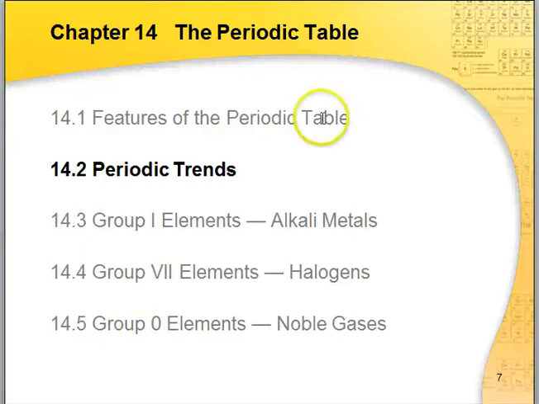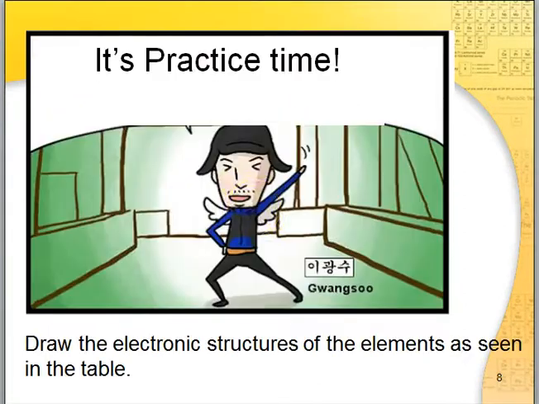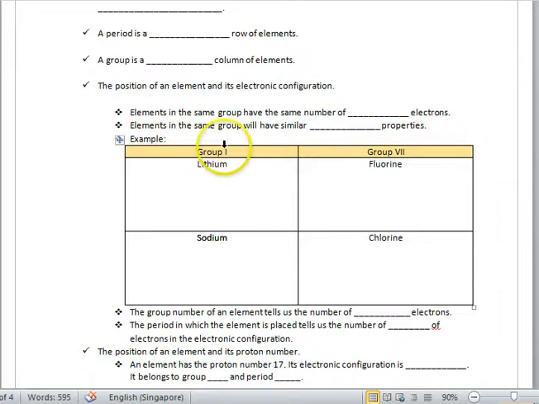Now let's move on to the periodic trends. But before we move on, let's go for some practice. Let's draw the electronic structures of the elements seen in the table. The tables are found in your worksheet. Let's draw the electronic structure for all of these elements.